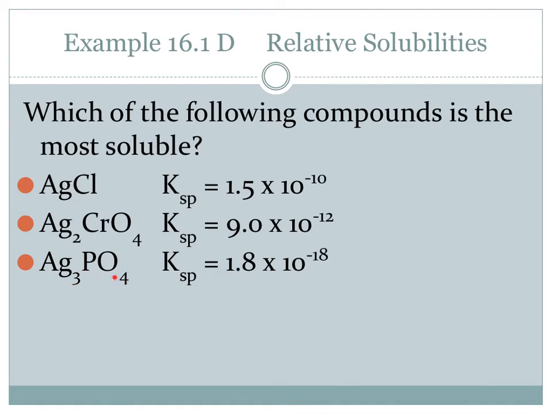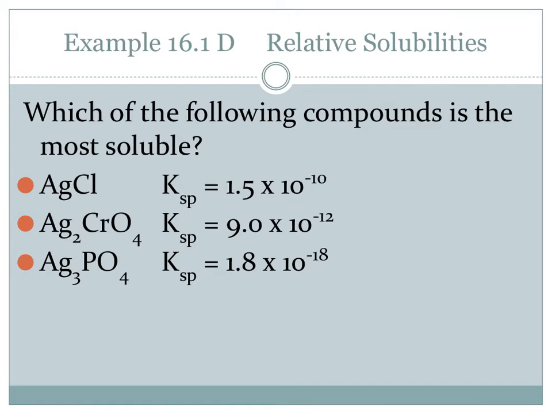This is a 1 phosphate. There's 2 silvers here to 1. Here's a silver chloride is 1-to-1. Those coefficients affect the equilibrium expression. So I cannot just say that, hey, 10 to the negative 10th is the most soluble. It's actually not. What we need to do here, if we're solving for solubility, is figure out which one is the most soluble by solving for X.